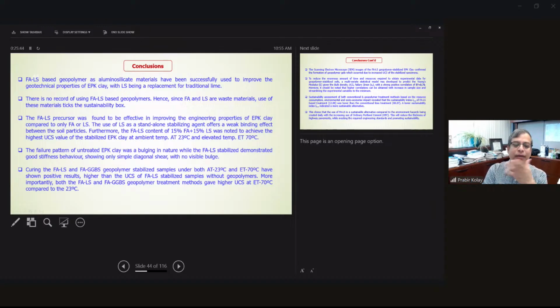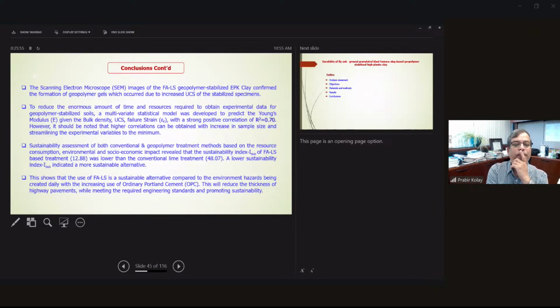The higher the temperature, the more the strength. We also did some tests at 35 degrees, and we checked a substantial increase in strength. And again, from the sustainability index point of view, a lower sustainability index indicates the more sustainable alternative, as I mentioned from this data chart area.